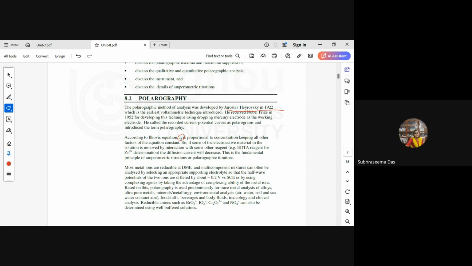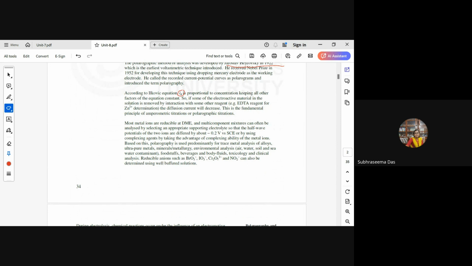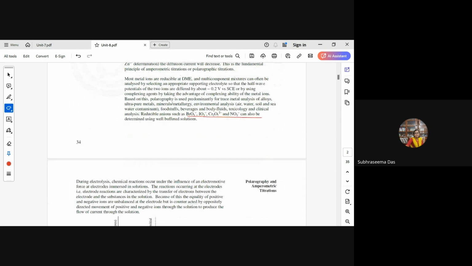Most metal ions are reducible at the dropping mercury electrode, and multi-component mixtures have often been analyzed by selecting an appropriate electrolyte. So by these processes, reducible anions such as BrO3-, IO3-, Cr2O7 2-, and nitrite NO2- can be determined using well buffered solutions.